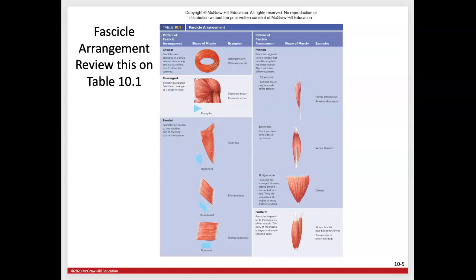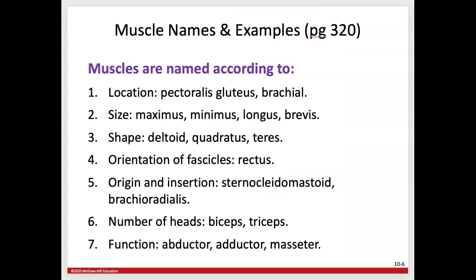So how would you describe the circular fascicles? How would you describe the convergent fascicles? How would you describe parallel fascicles? What different types of parallel fascicles are there? Trapezium, rhomboidal, quadrate. There's pennate, and there are various types of pennate arrangements. And then of course, all the way at the bottom on the right is the fusiform. So make sure that you know these and be prepared for being assessed on these on the test.